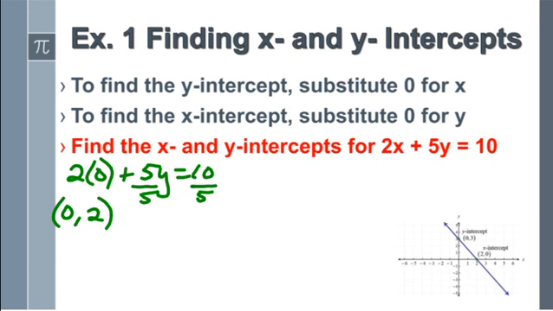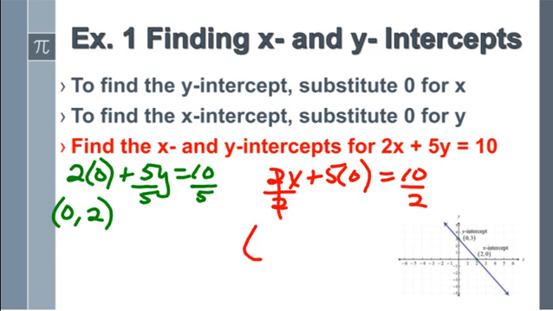And our next one, we have 2x plus 5 times 0 to find the x-intercept equals 10. To get x by itself, divide by 2. So our x-intercept would be 5 when our y is 0. So those would be our two intercepts.